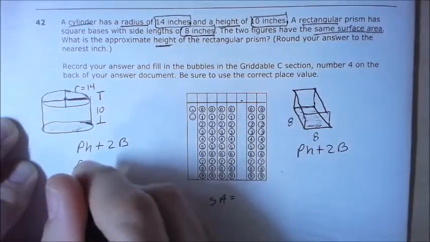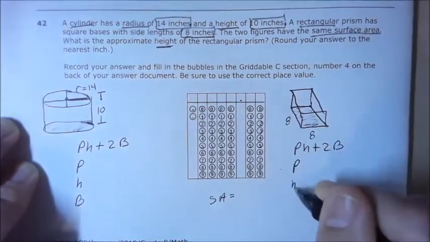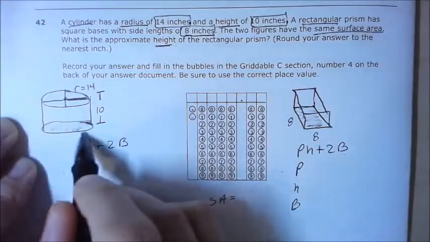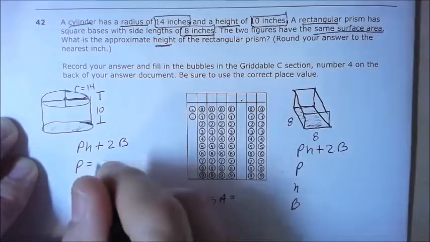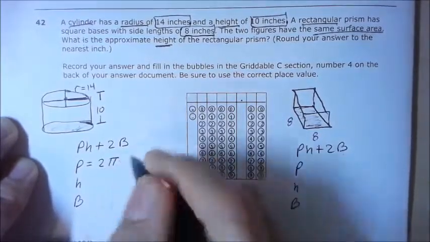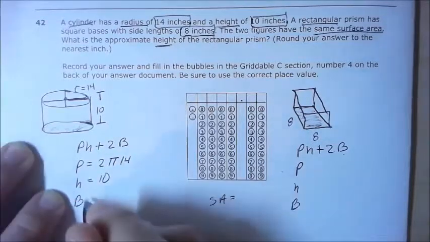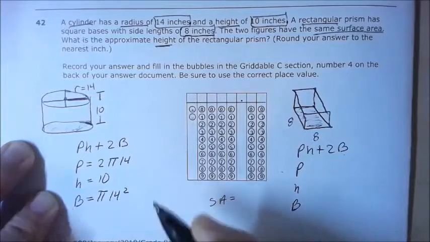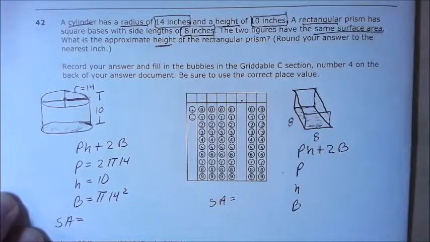So let's go ahead and find these items. We need to find P, H, and big B. So the perimeter of a circle, remember, is just the outside of a circle, which is also known as the circumference. We find that by doing 2 pi times r, which is 14. My height is equal to 10. The area of my base is pi r squared, so it's going to be pi times 14 squared. And that's going to give me my SA, or my total surface area. This formula was included on your STAAR chart that has the formulas.